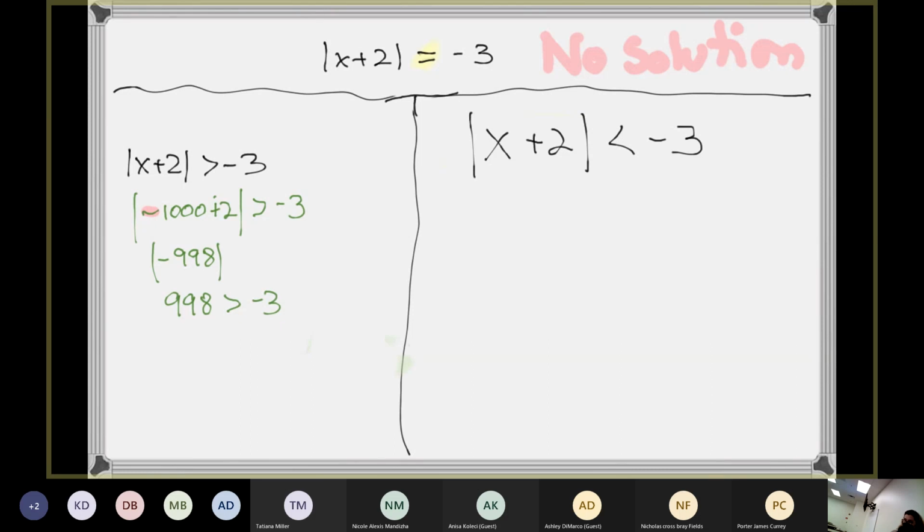Now, what about a positive number? So we can go all the way in the negative here. Negative 1,000 we know works. How about a positive 1,000? Or a million? If I plug in a million for x, I get 1,000,002. Is that greater than negative 3?